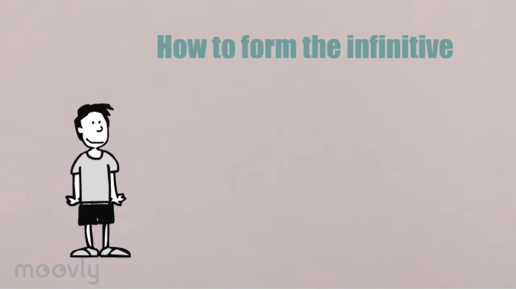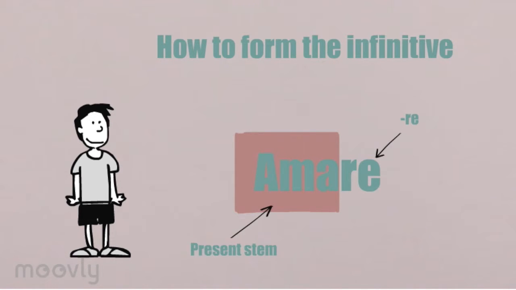You might have noticed that the ends of the words look similar. This is because of the way the infinitives are formed. An infinitive is made of a stem with an re attached at the end of it. This stem is called the present stem. It is super important in the formation of the present, imperfect, and future tenses.